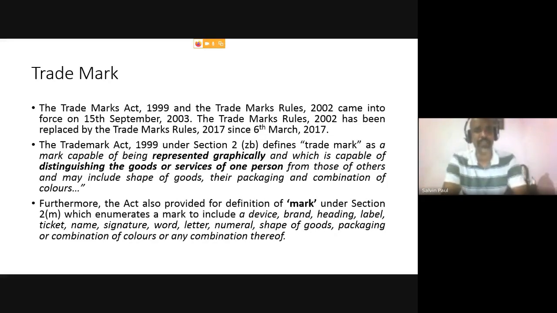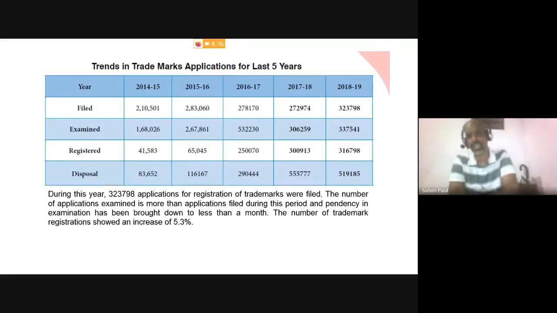And in this Act, mark is also defined. A mark could be a device, a brand, a heading, a label, a ticket, a name or signature, a word, a letter or a numeral, the shape of goods, packaging, or a combination of colors, etc. These are the various marks that are used for trademarks. If you look at the trademark trend in India for the last 5 years, it is very encouraging, because you will see that more than 323,000 applications have been examined and almost 316,000 registered. This is very encouraging in the context of trademarks.